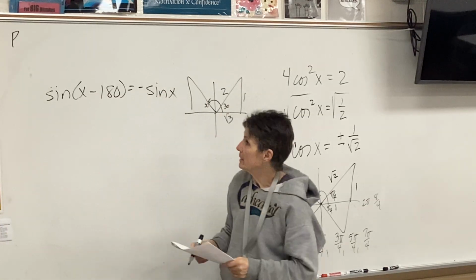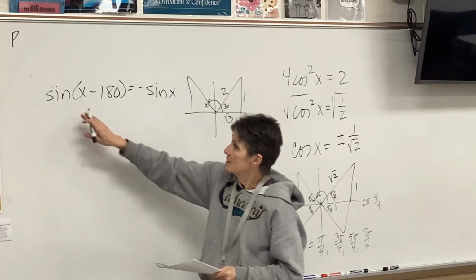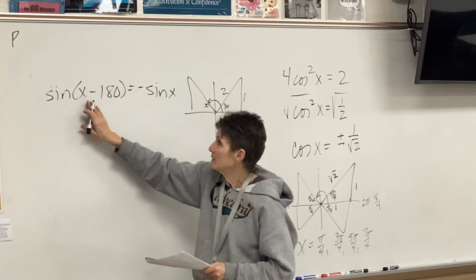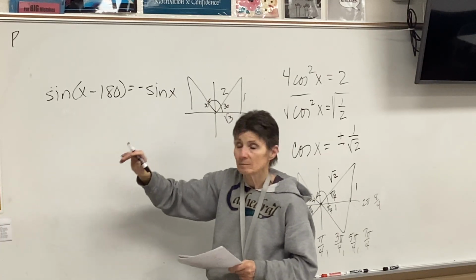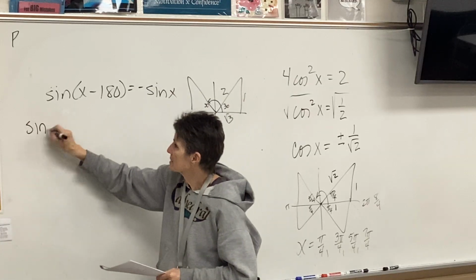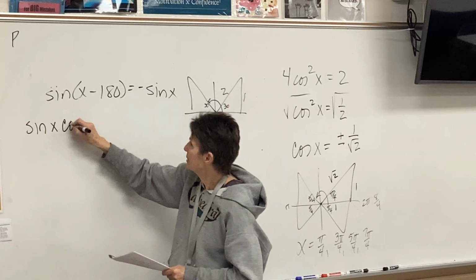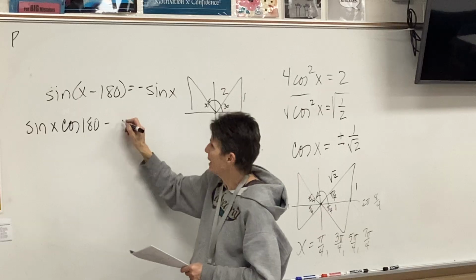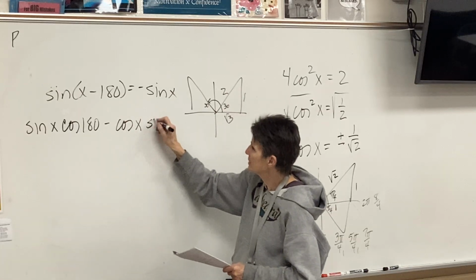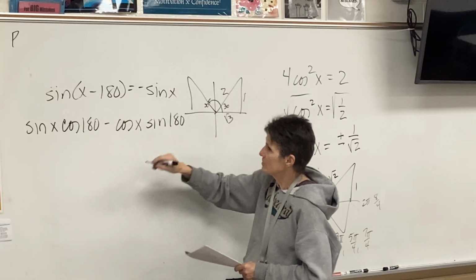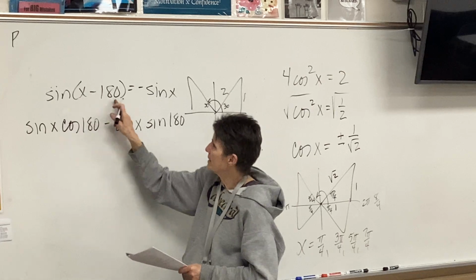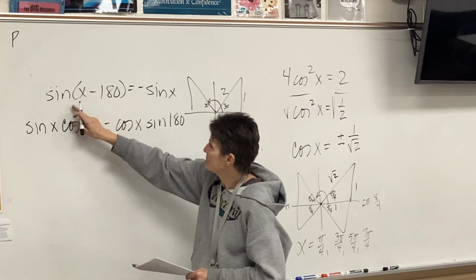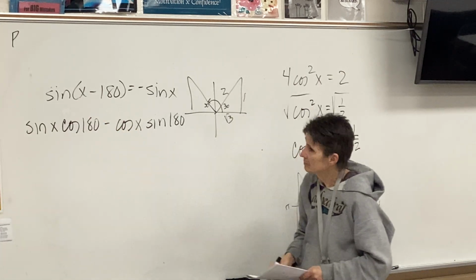All right, so here we go. Sine of u minus v. Sine u, cosine v, minus cosine u, sine v. So, sine of the first, cosine of the second, cosine of the first, sine of the second.